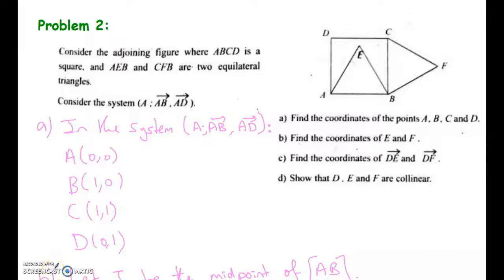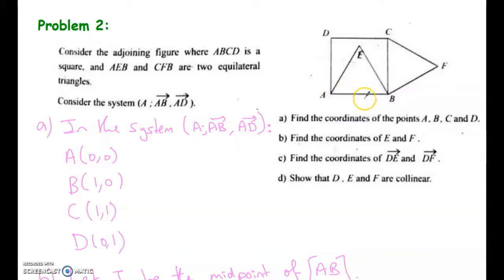Problem 2, page 133. Consider the adjoining figure where ABCD is a square and AEB and CFB are two equilateral triangles. So since AEB is an equilateral triangle, then of course AE equals EB equals AB, which is equal to AD, DC, CB, BF, and CF, because these two are equilateral triangles.